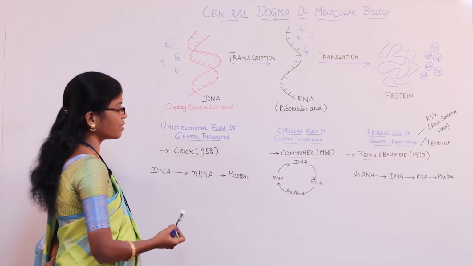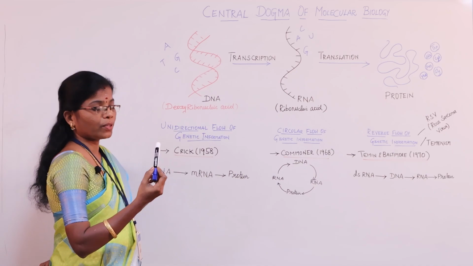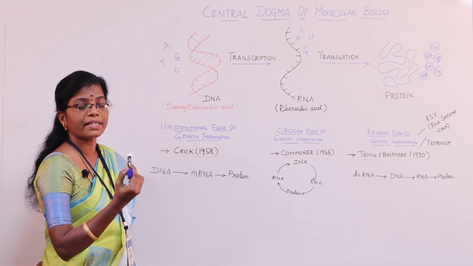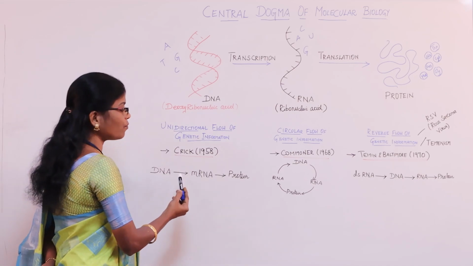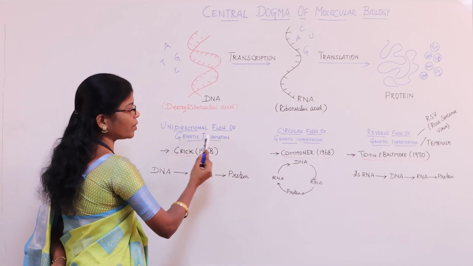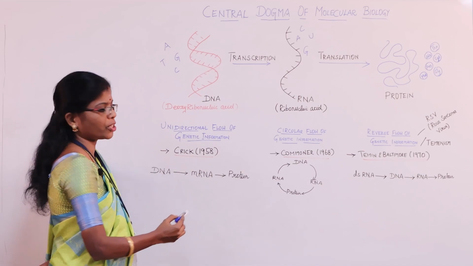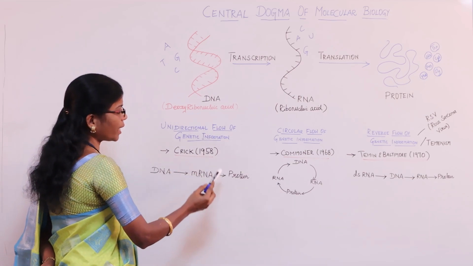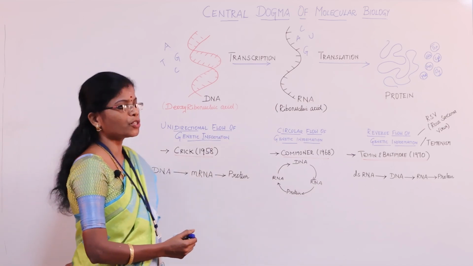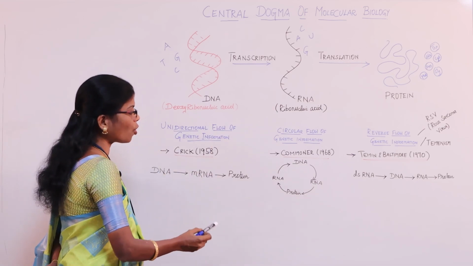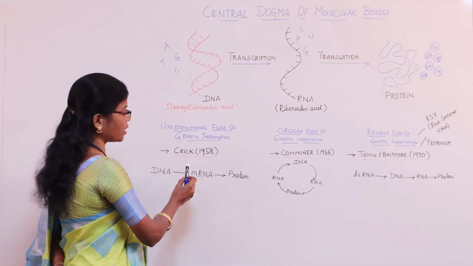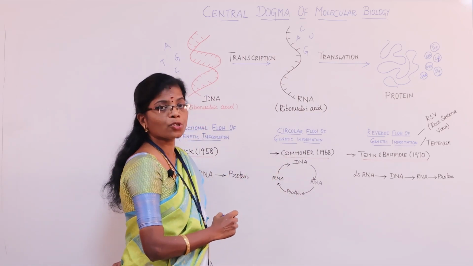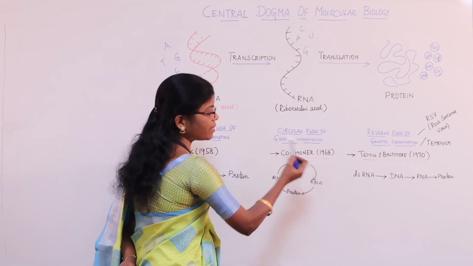Who identified this? The double-stranded helical structure of the DNA was identified by the scientists Watson and Crick. The same Watson and Crick identified this unidirectional flow of genetic information in the year 1958. And what happens in the case of the circular flow of genetic information? This is the reverse of the Crick model. This was identified by the scientist Commoner in the year 1968.